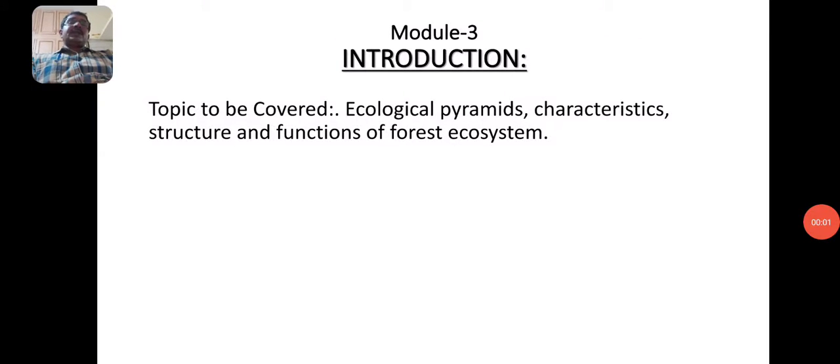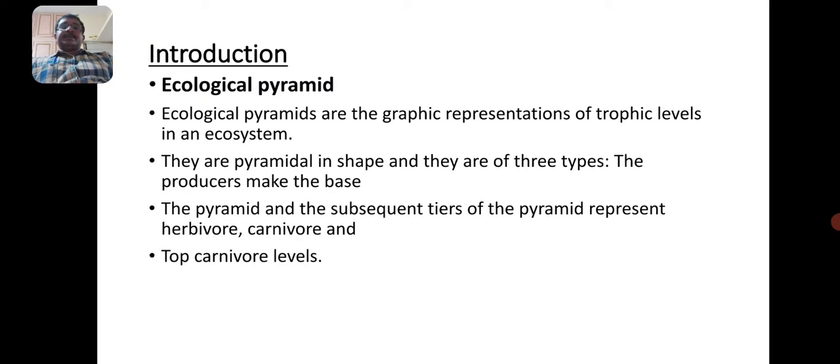This session covers the ecological pyramids, and the characteristics, structure and function of the forest ecosystem. Ecological pyramids are the graphic representation of the trophic levels in an ecosystem. They are pyramid in shape and there are three types. They have the producer at the base, and the subsequent tiers of the pyramid represent the herbivore, carnivore and top carnivore levels.